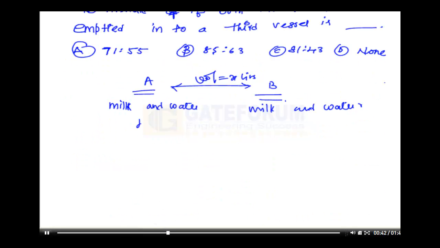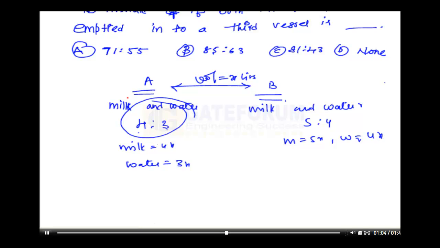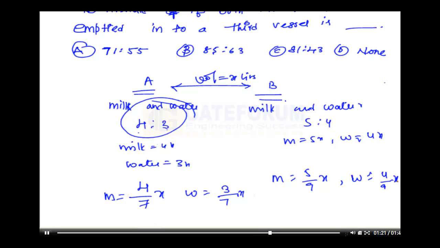What is the ratio of milk and water in the first vessel? 4:3. How about the second? 5:4. So the ratio of milk and water is 4 and 3, so milk will be 4x and water will be 3x. Similarly here, milk is 5x and water is 4x. Now what is the quantity of milk in this entire mixture A, which is 4 by 7 parts of x? Similarly, milk in the second is 5 of 9 parts, and water in the first is 3 of 7 parts, and water in the second case 4 of 9 parts.